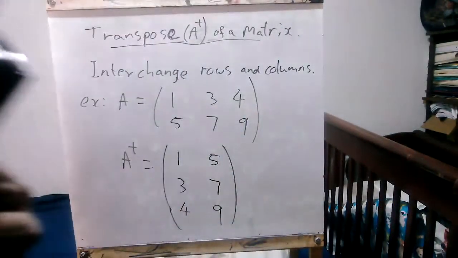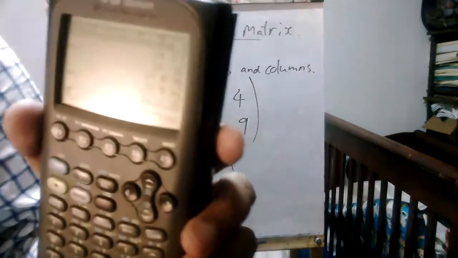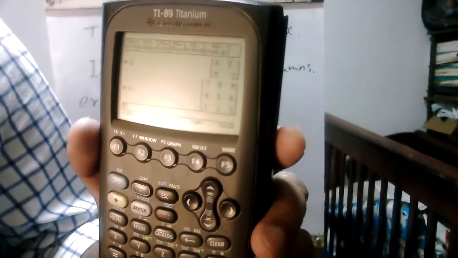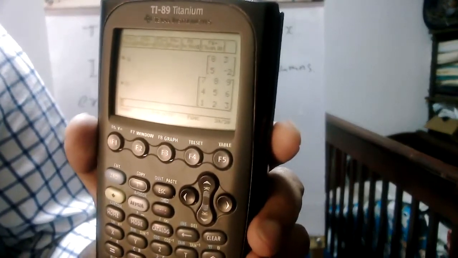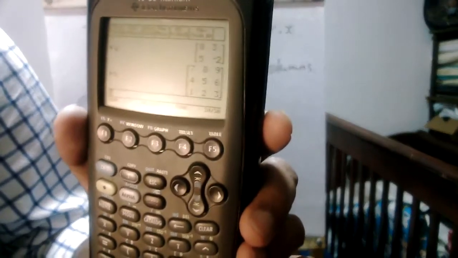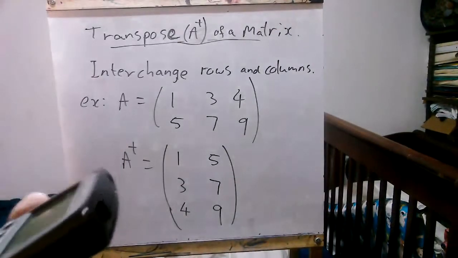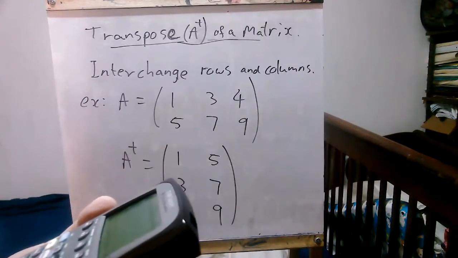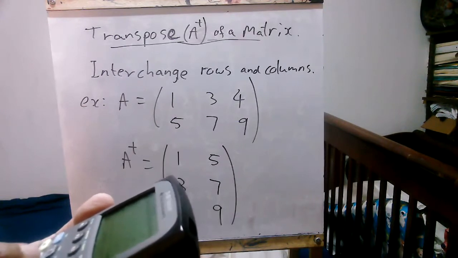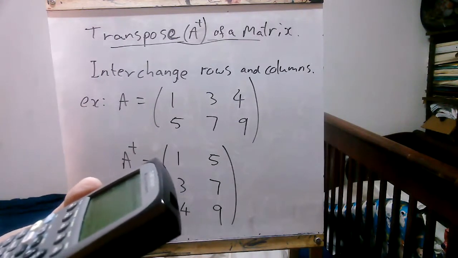Now 2 by 2 times 3 by 3. Can we do that multiplication? No, right? 2 by 2 times 3 by 3. Same number does not come to the middle. Therefore, we cannot do that multiplication. Let's see what calculator will say to us. I'm gonna type alpha A multiply by alpha B. So what we expect, it should give us an error message.